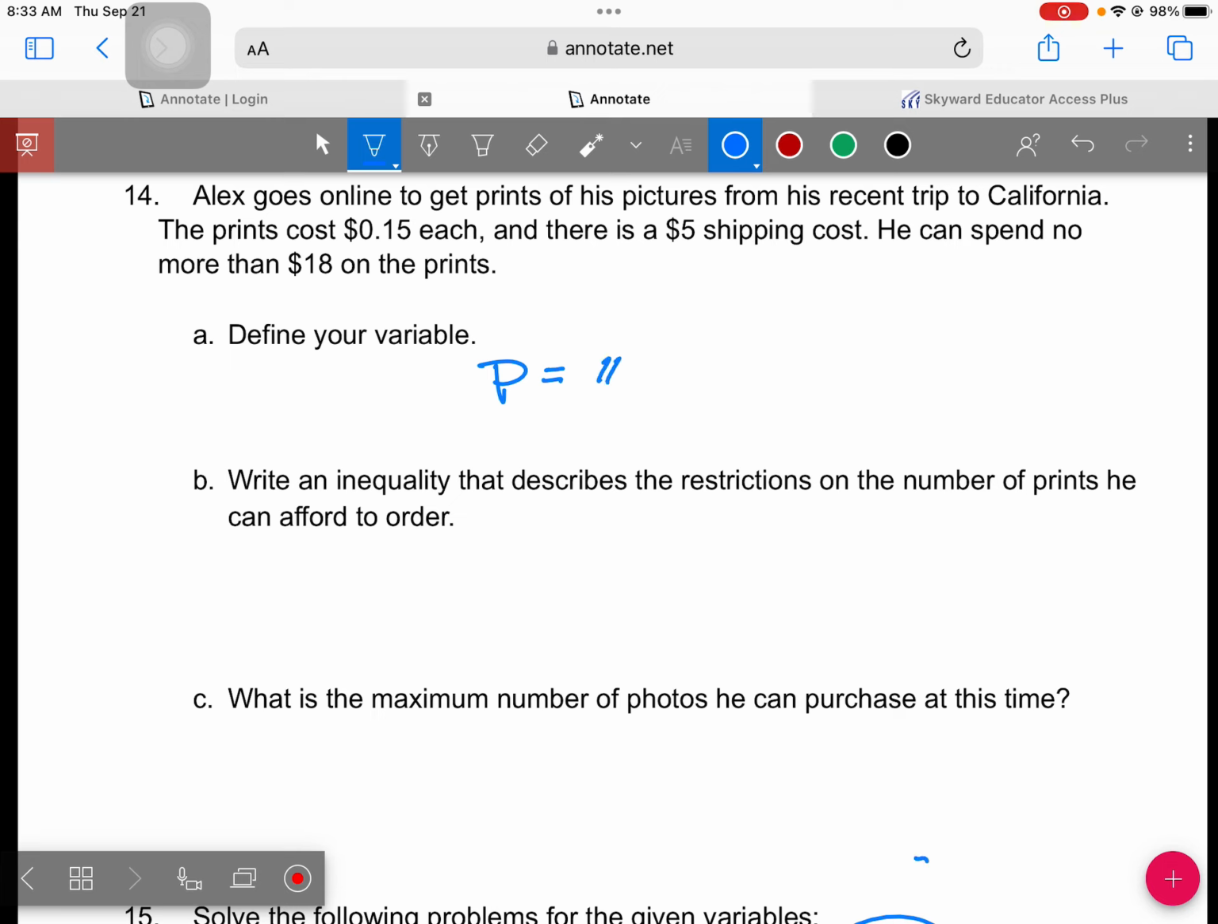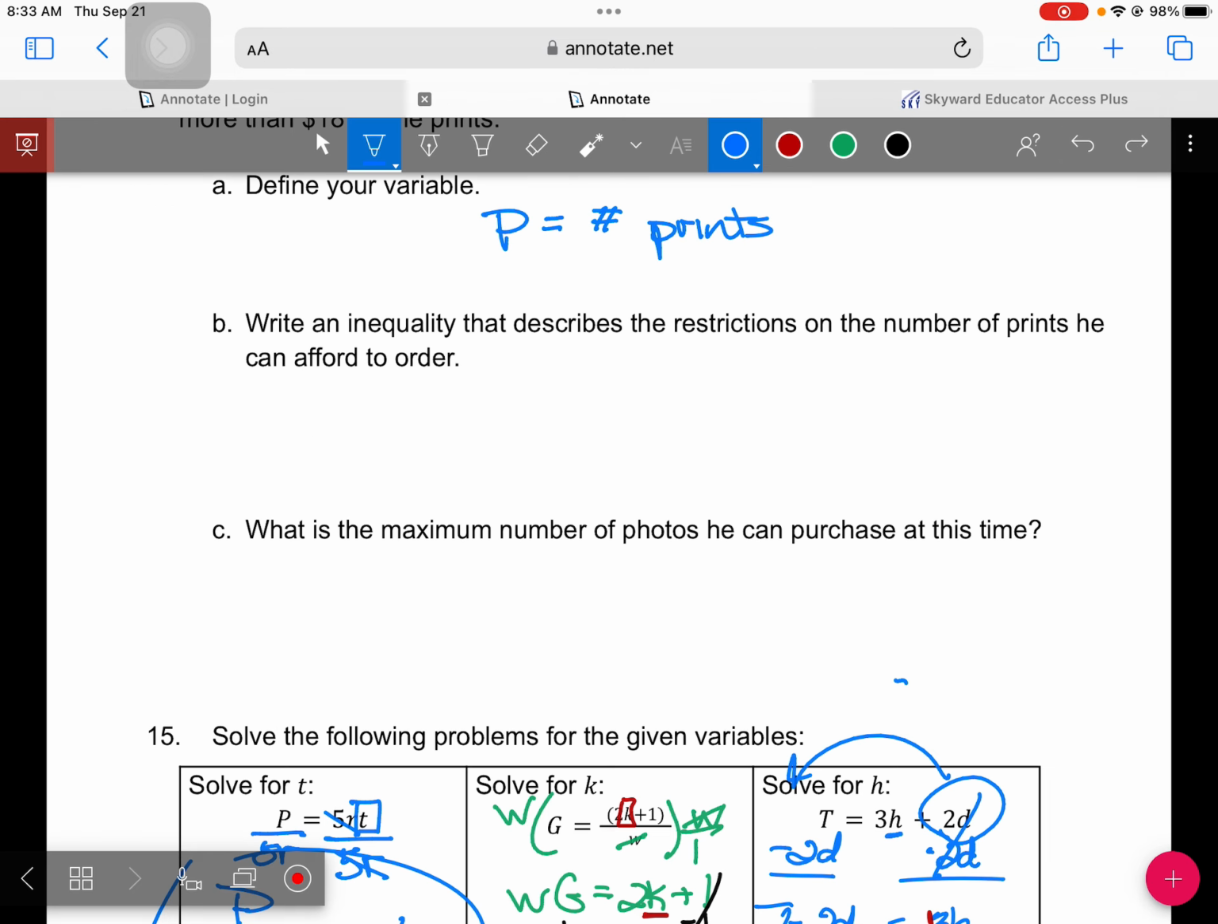P is number of prints. I have been to the, what was that called in Minnesota? Paisley Park. I went to Paisley Park too. Pretty cool.